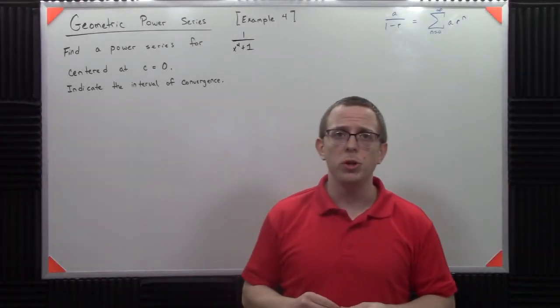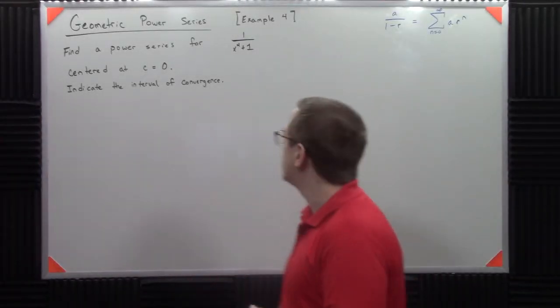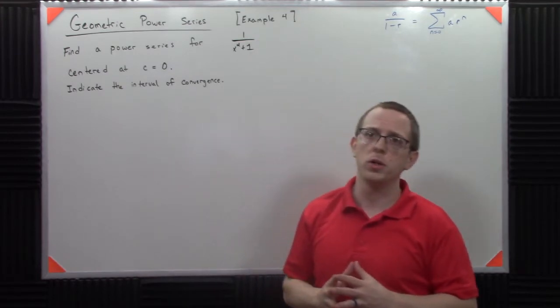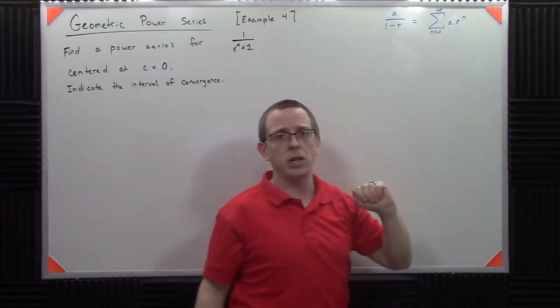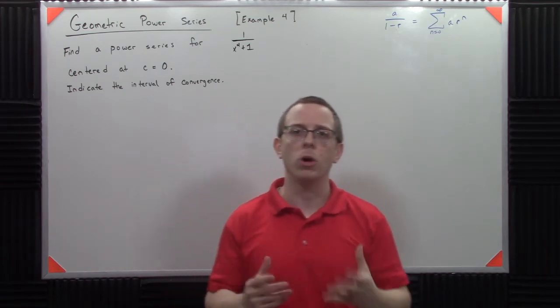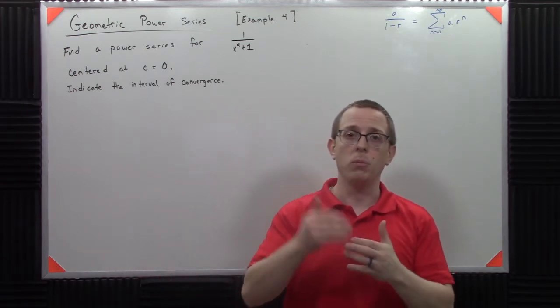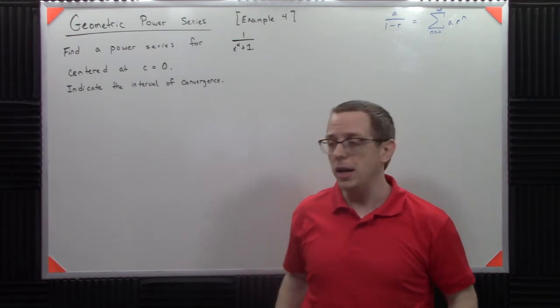Let's solve one more geometric power series here. This time we have 1 over x to the 4th plus 1. However, we really only have this as our technique, so how are we going to do this? What we're going to do is take a multi-step approach to incrementally get there.